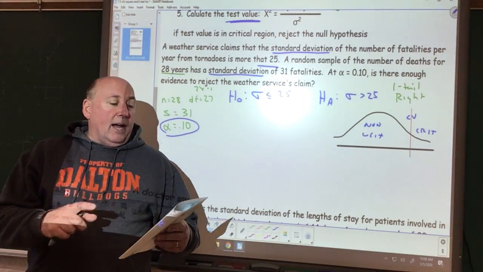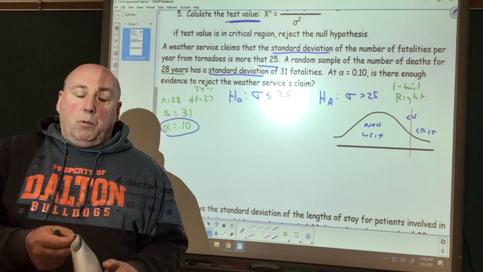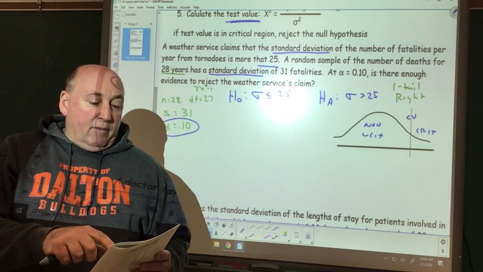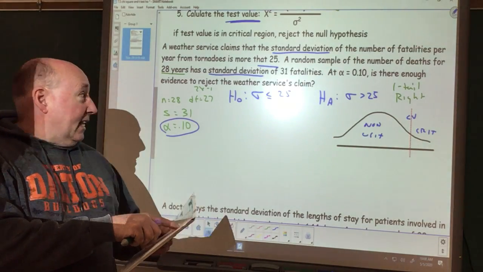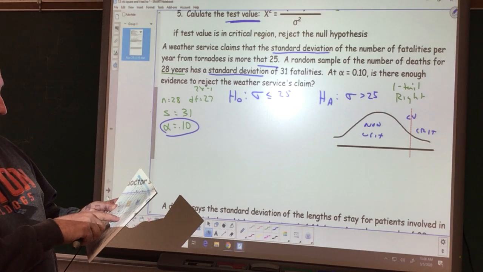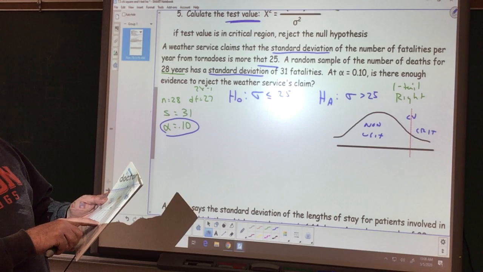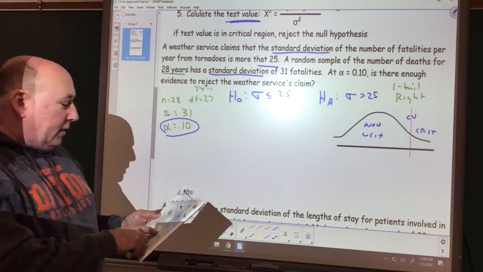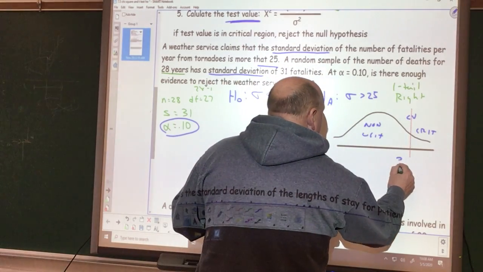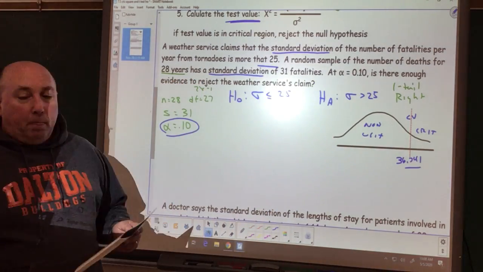So if I go to my chi-squared table, make sure it's a chi-squared table, not your t-table. We have an alpha value of 0.10. I'm going to take that down to a degree of freedom of 27. And what you should get is 36.741 is your critical value.